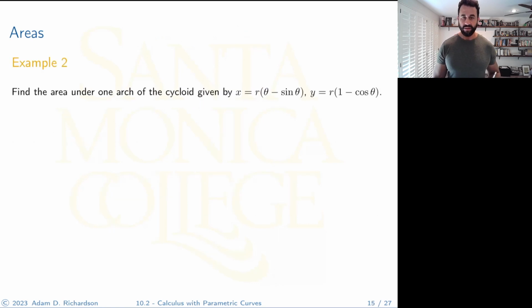All right. So let's try this one. This is a fun one. Let's find the area under one arch of the cycloid that we saw in the previous section. The cycloid is given by these formulas. X equals this, and Y equals this. Just like so. Those are the formulas for the cycloid. We're going to find the area under one arch.